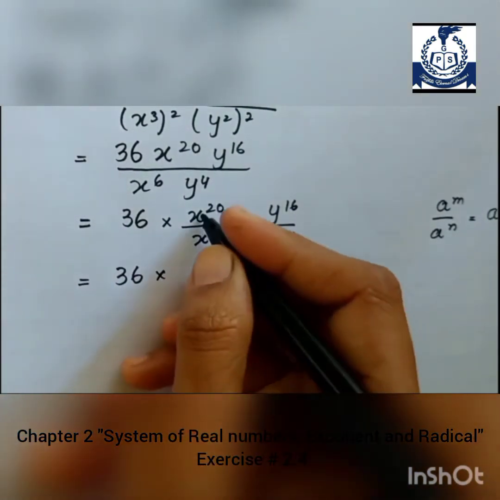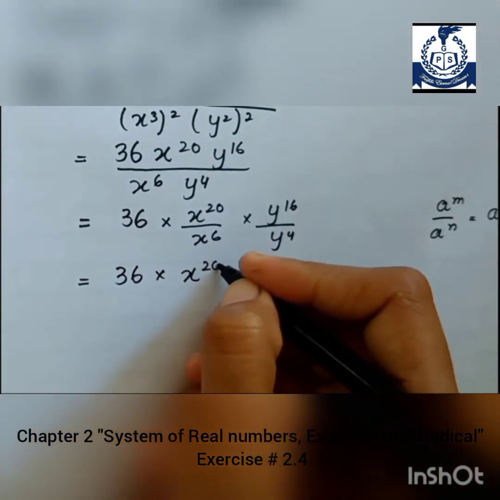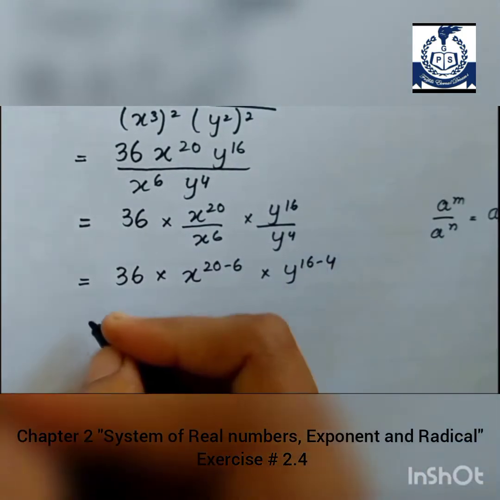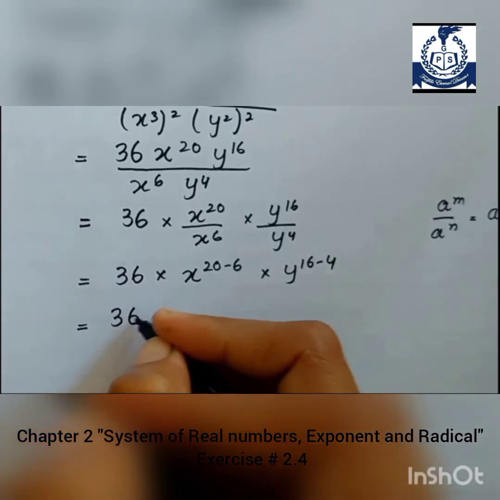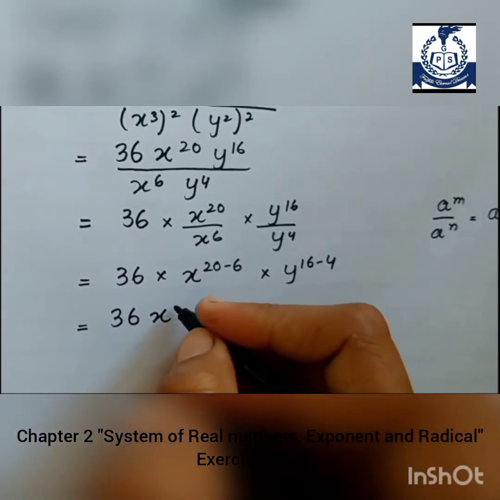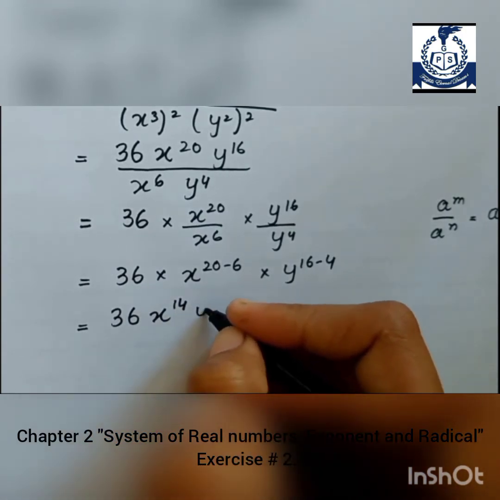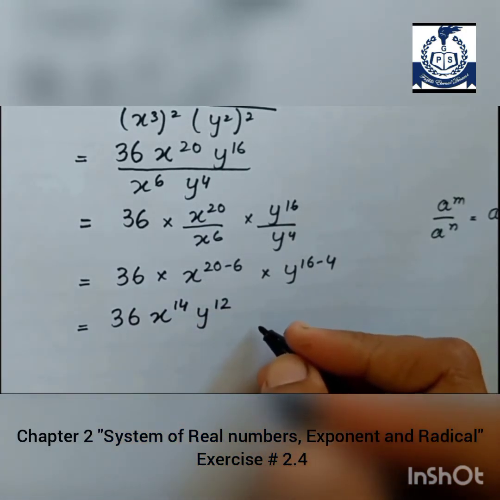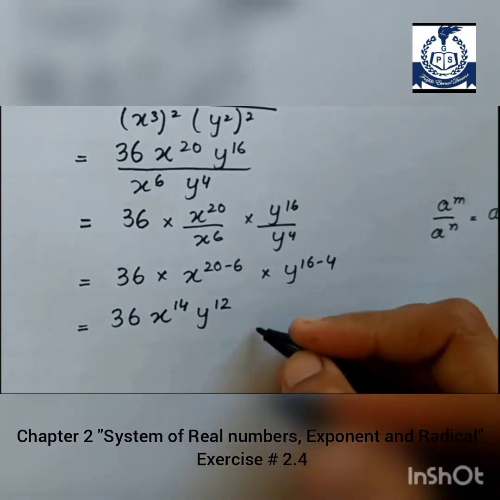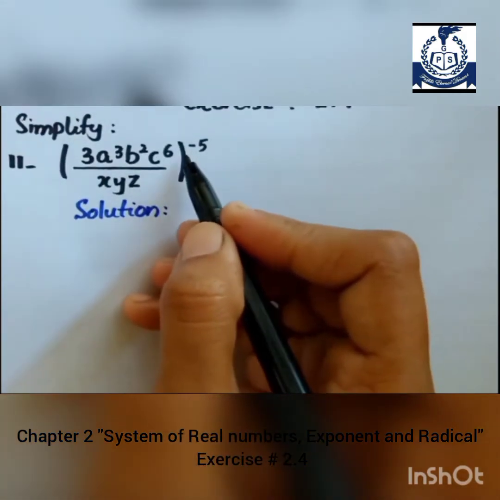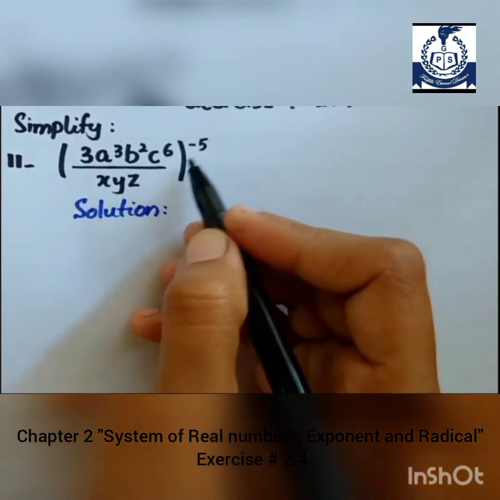So 36 multiplied by x, the base is the same, so we write it one time, and 20 minus 6, the powers are subtracted. y, and 16 minus 4. So 36 multiplied by x to the power 20 minus 6, which is equal to 14, x has power 14, multiplied by y to the power 16 minus 4, which is equal to 12, so y has power 12. This is the answer. Question number 11 is (3a cube b square c to the power 6 divided by x y z) whole to the power minus 5.